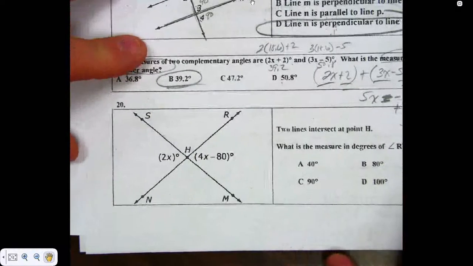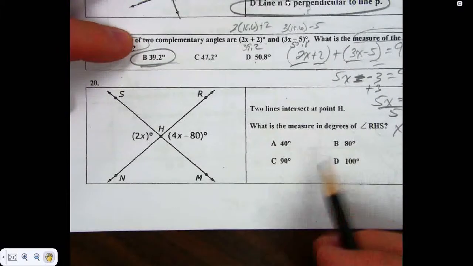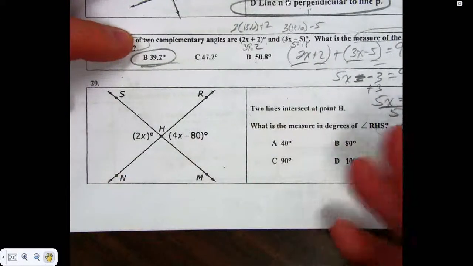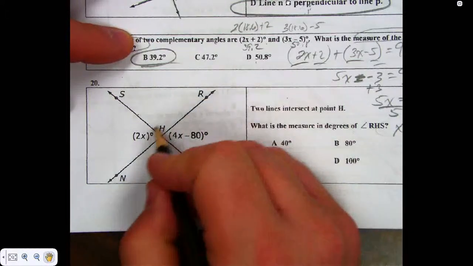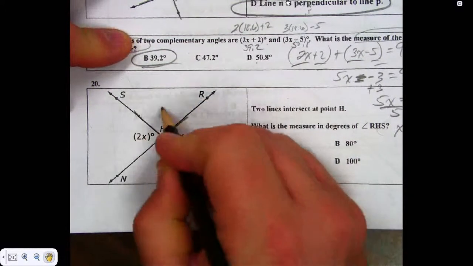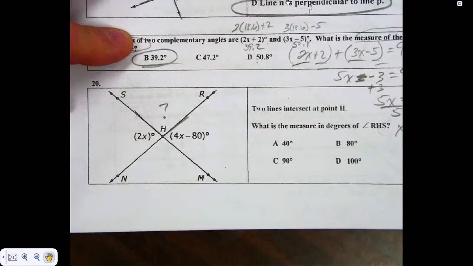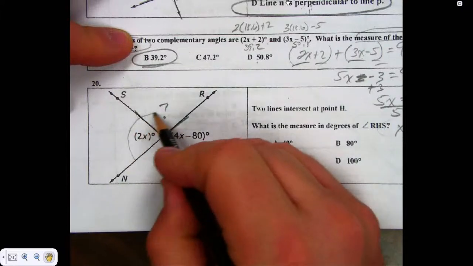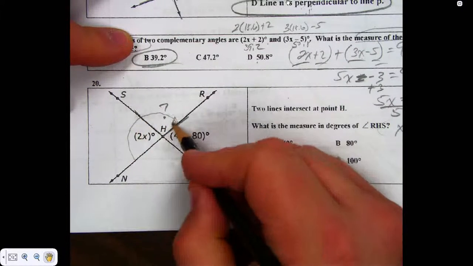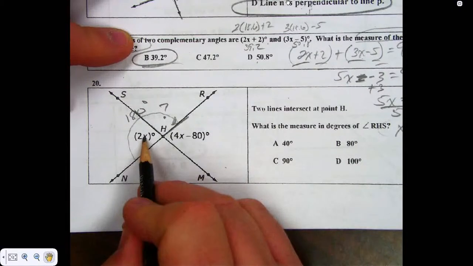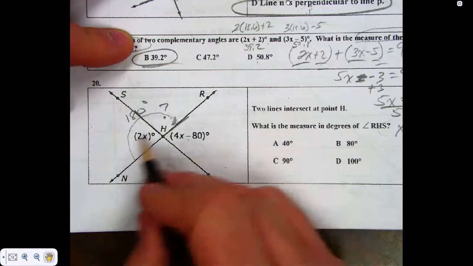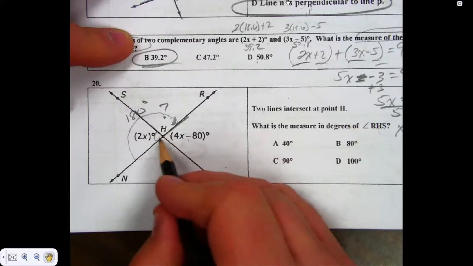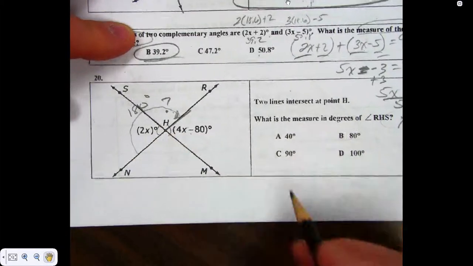Okay? This one is the same type of deal. Finding x is not hard, but x is not what they asked for. They ask for the measure of RHS, so they want this angle right here. However, what do these two angles create? A straight line, so they add to 180. If I knew this angle, could I find this one? Yes, and vice versa. What do I know about the opposite angles when two lines intersect? They're congruent.